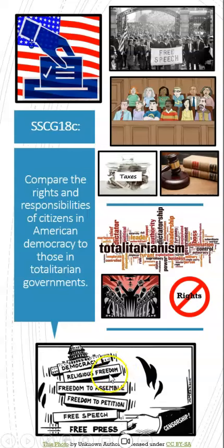I like this political cartoon down here that goes, when you start censoring, which happens a lot in totalitarian governments, you see a toppling of all these freedoms as well. So that is just part of what is included in the new standard.